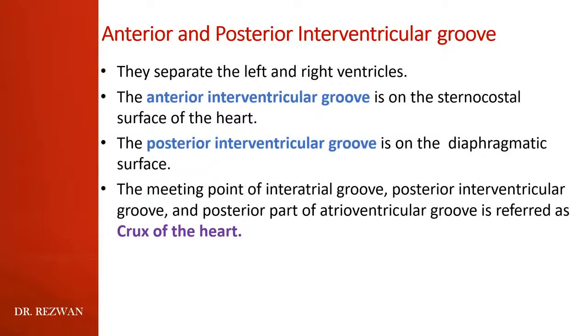Now the anterior and the posterior interventricular grooves separate the right and the left ventricles. Obviously, the anterior interventricular groove is on the sternocostal surface and the posterior interventricular groove is on the diaphragmatic surface. The meeting point of the interatrial groove, posterior interventricular groove, and the anterior interventricular groove is referred to as the crux of the heart.